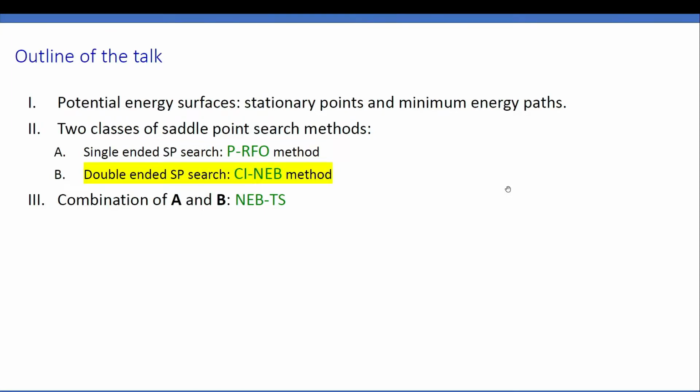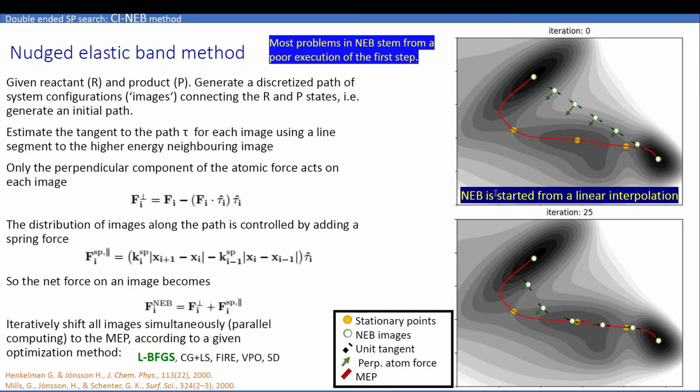In this section of the talk, I will review the nudged elastic band method and its variant, climbing image nudged elastic band. These are double-ended methods that require the reactant and product energy minima as an input. A discretized initial path of system configurations connecting the two minima is generated. As you can see here, we have the reactant and we have the product, and we make a path by linear interpolation composed of 5 intermediate images connecting the two minima.